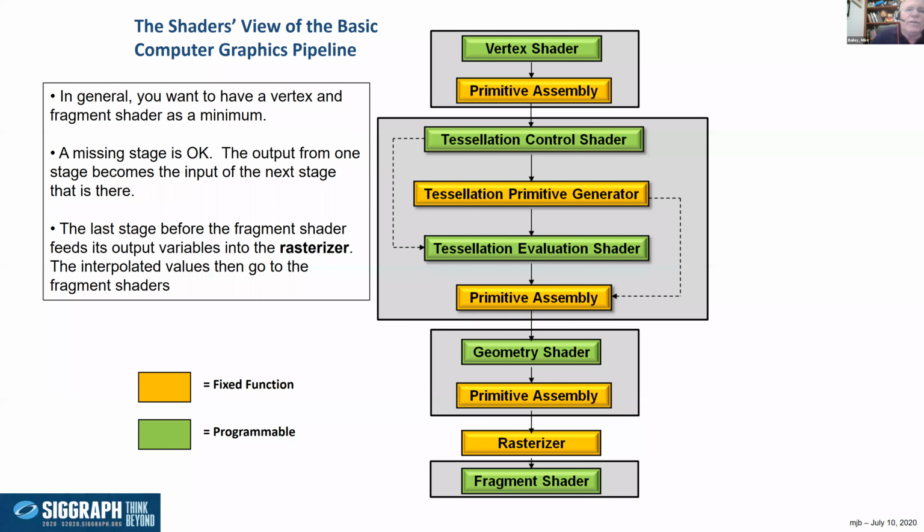This is a shader view of the graphics process, the graphics pipeline, the hardware pipeline. Vertex shaders, tessellation shaders, geometry shaders, and fragment shaders. And that is still in use for Vulkan.